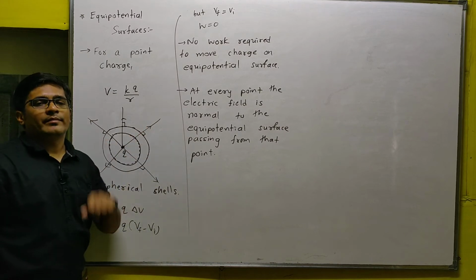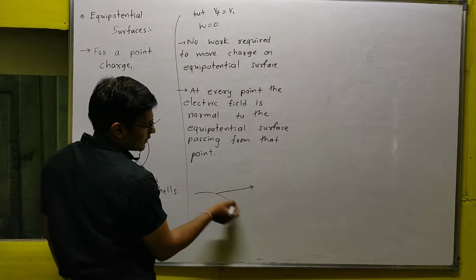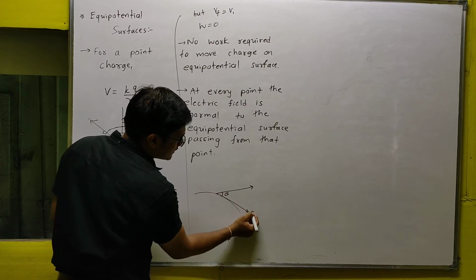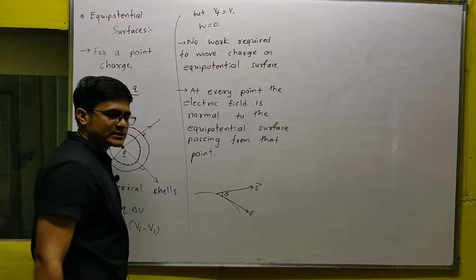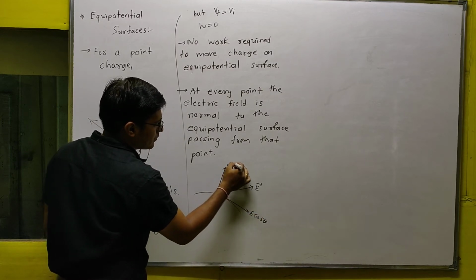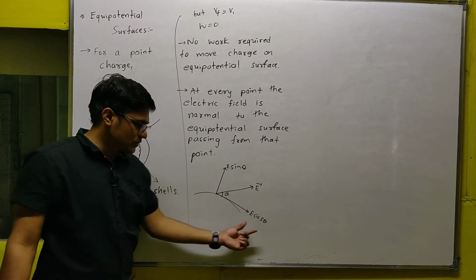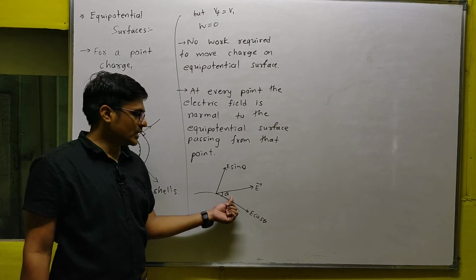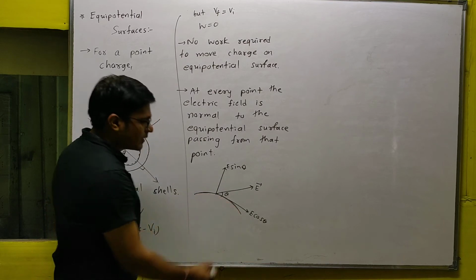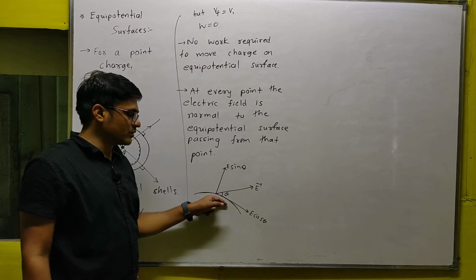If it is not, then what happens? Suppose the electric field is not perpendicular to this equipotential surface. Then it will have some non-zero component along this equipotential surface. If we resolve this electric field into components, there are two components. The first component is E cos theta, which is non-zero. Why? Because this theta is not pi by 2. The electric field is not perpendicular to the equipotential surface, so it will have some non-zero component along it.